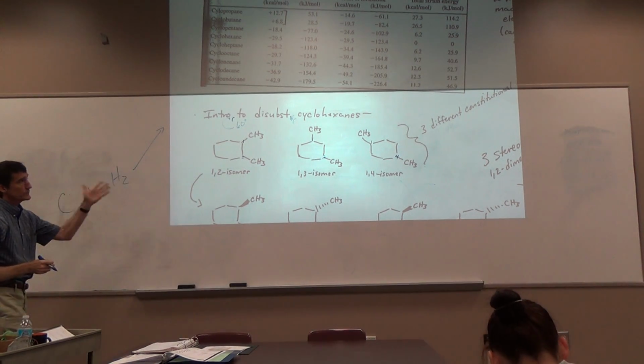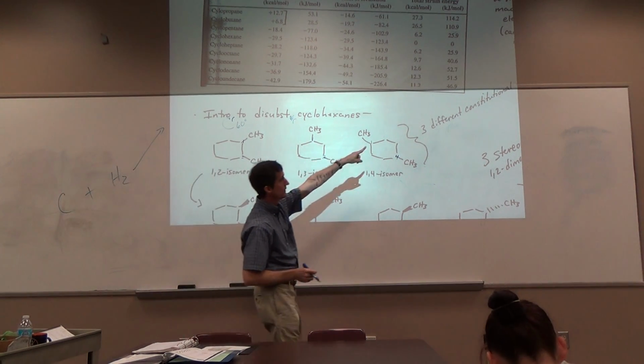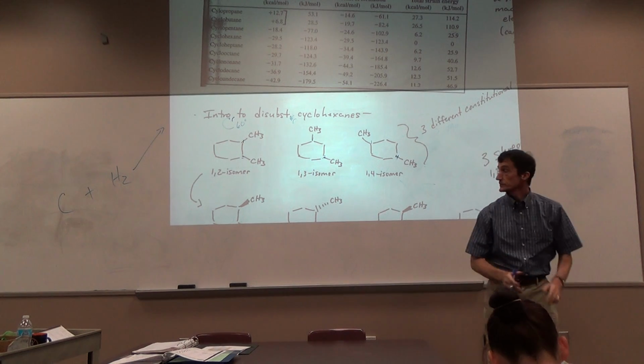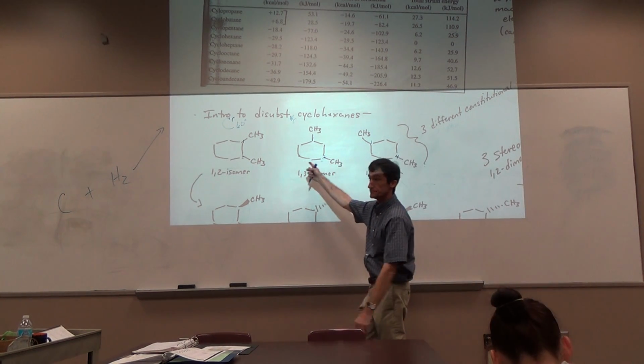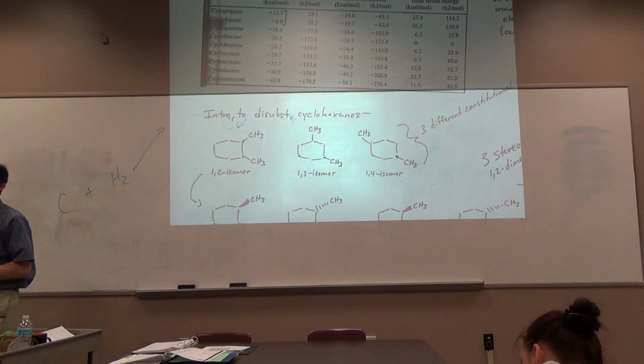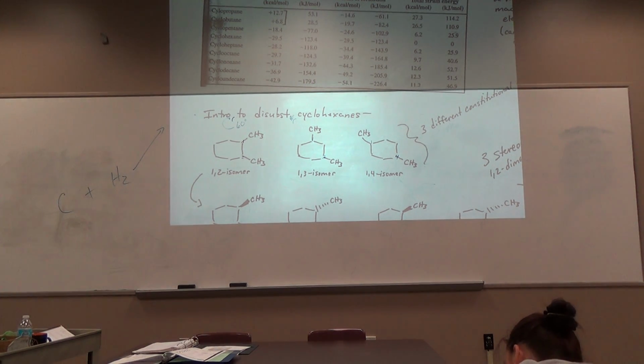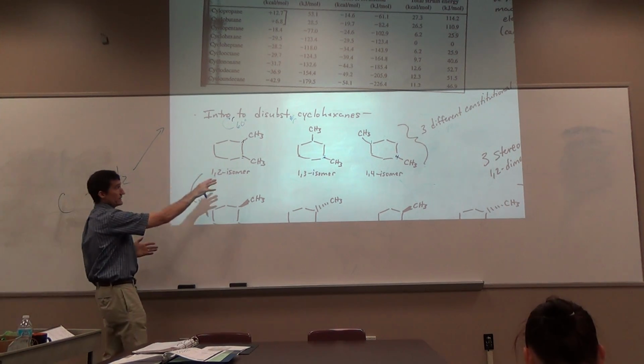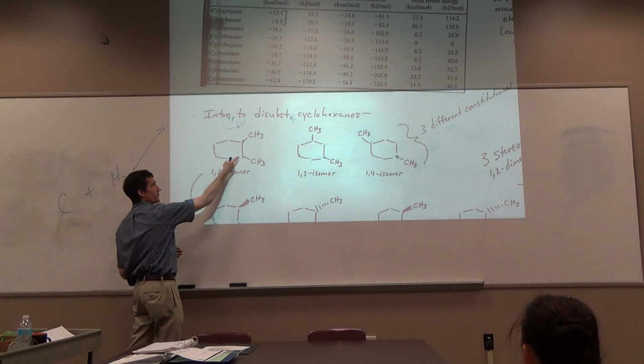What's the relationship between those three? Constitutional isomers. They all have the same formula. Hopefully you can see they all have the same formula. They just have different connectivity. And that's the definition of constitutional isomers, right? So there's the idea. Different terminology is called a 1,2 isomer.